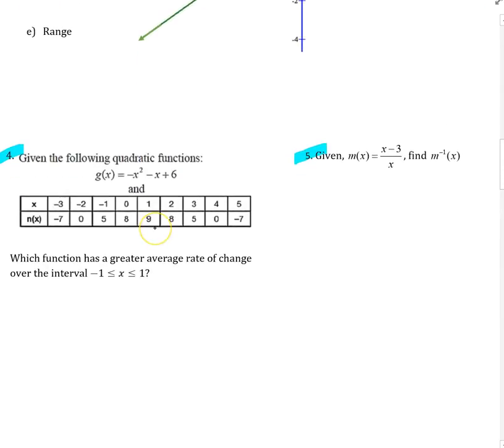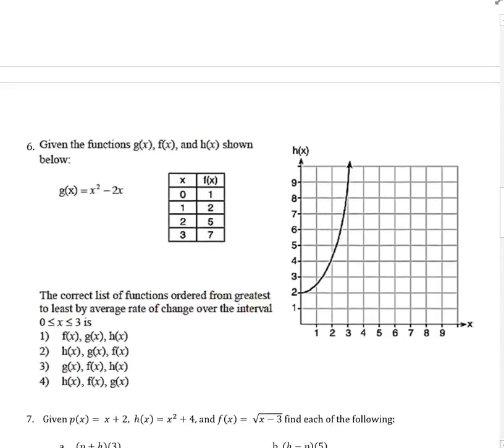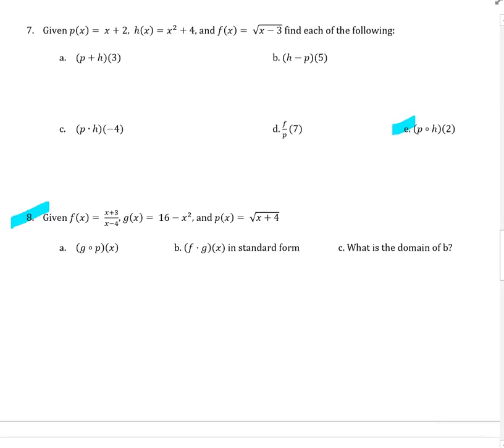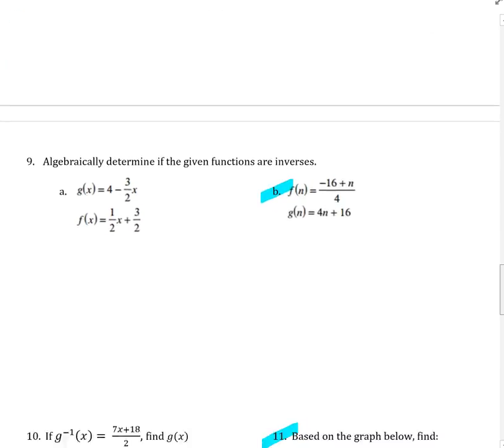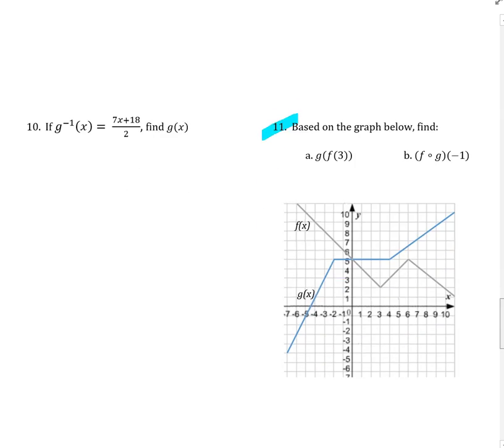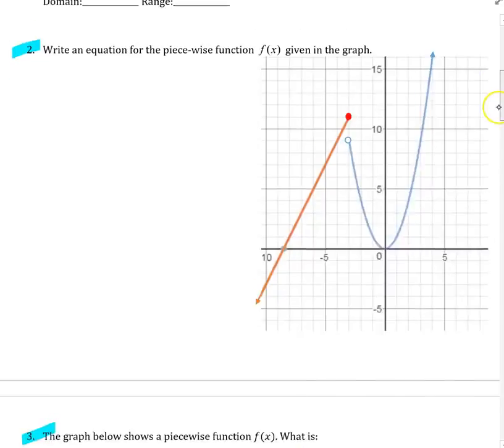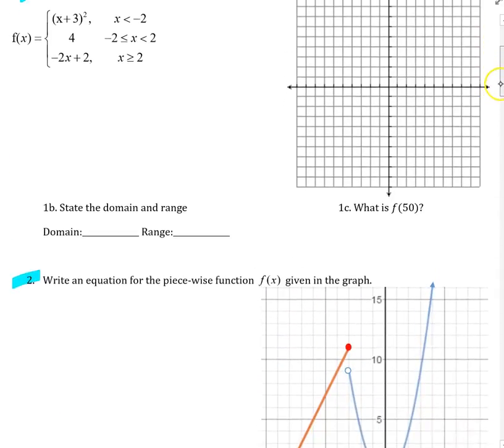average rate of change, find the inverse, some composition work, some domain and range, and verifying inverses, composition work on a graph, and that'll do it. So we'll come back up to the front here.